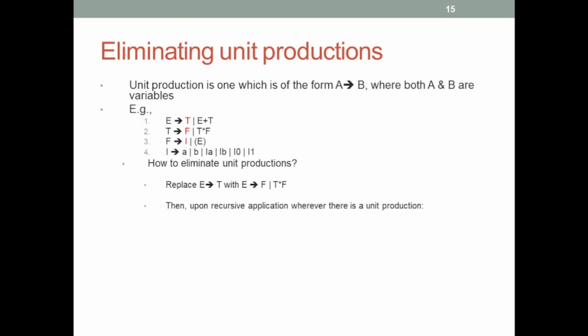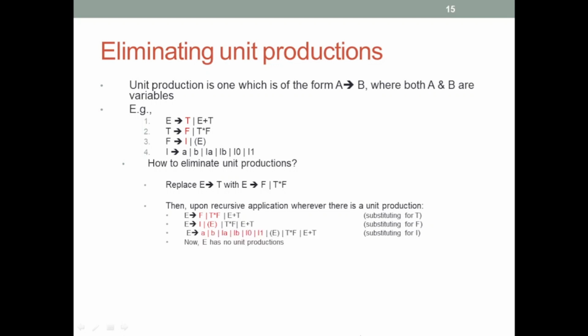Now we can see that there is another unit production, that is E derives to capital F. So again we have to replace that F with capital I. You can see here the third production, F derives to capital I. So you can replace F with the capital I. Now in the last you have to replace that capital I with any terminal symbol, that is small a, small b, or 0 or 1.